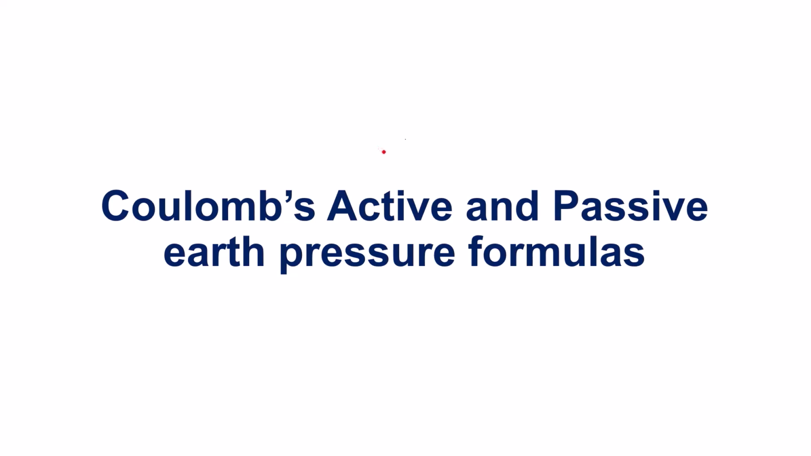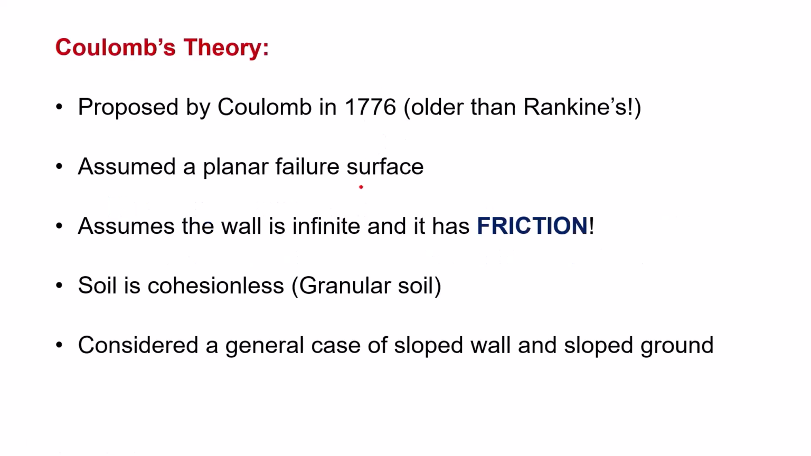Now let's discuss Coulomb's theory of active and passive earth pressure. This theory was introduced by Coulomb in 1776, making it historically older than Rankine's theory. Coulomb assumed a planar failure surface and importantly included the effect of wall-soil friction, a key difference from Rankine's approach.